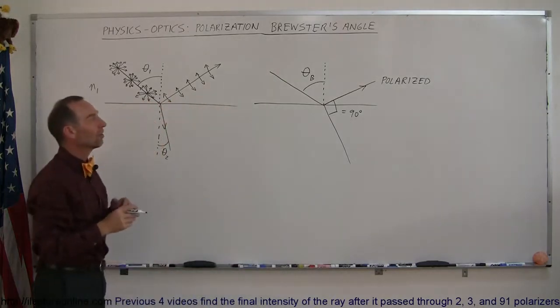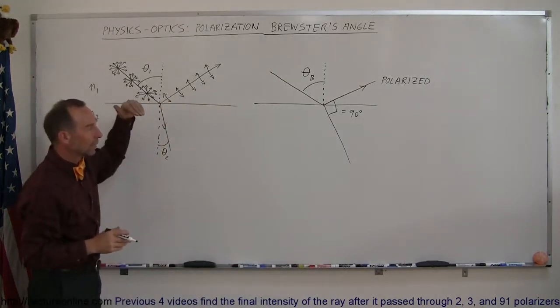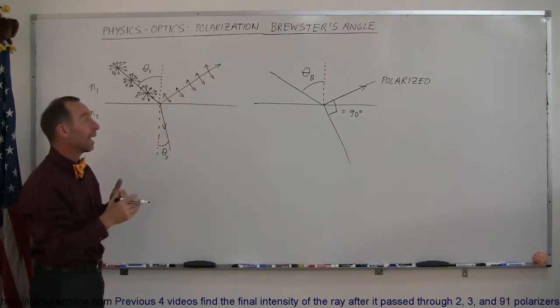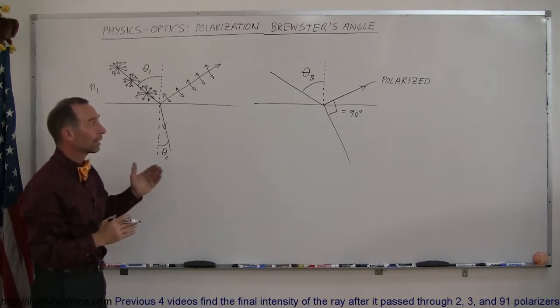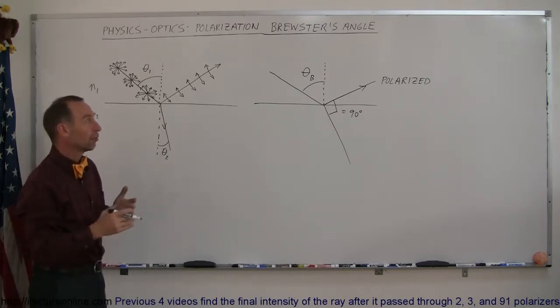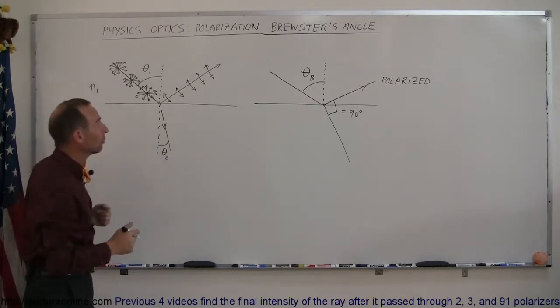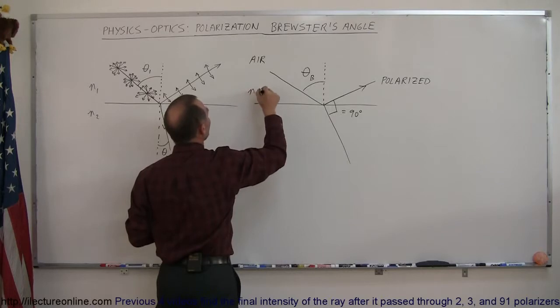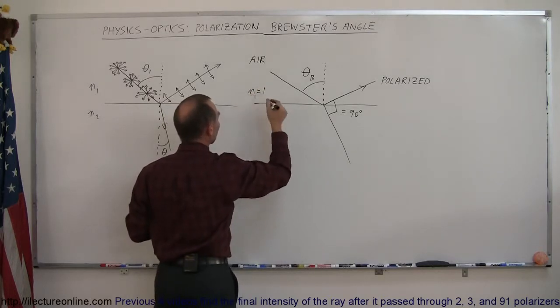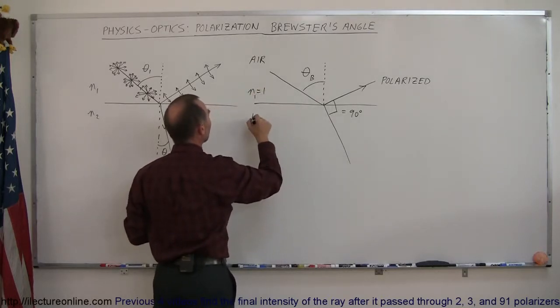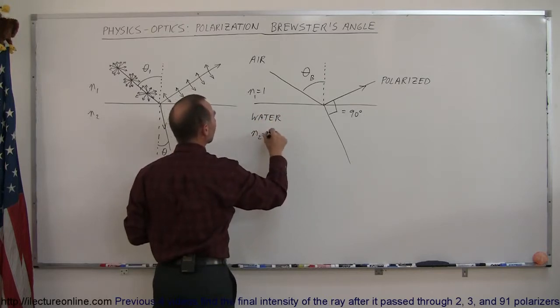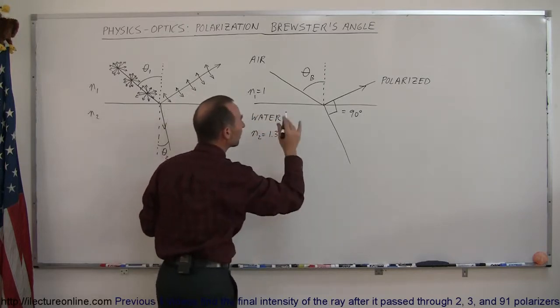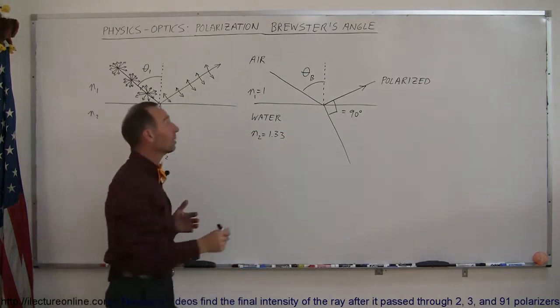What is that angle? What is the angle that the inbound light needs to be at relative to the normal of the surface, so that the light that's reflected will be polarized? And of course, what we need to know is what N1 and N2 are, and let's assume that this is air, so that N1 is equal to 1 for air, and if this is, let's say, a smooth water surface, then N2 would be equal to 1.33. In this particular case, what would Brewster's angle be equal to?